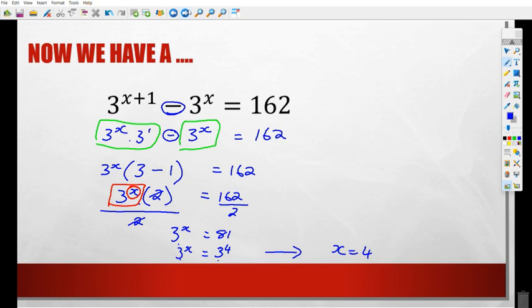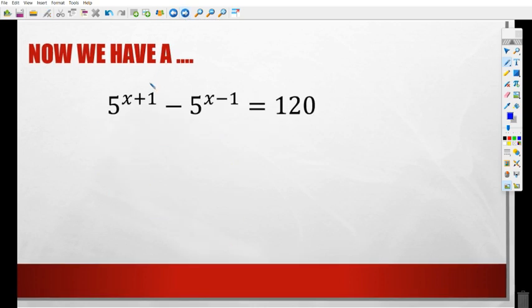Okay, so pause the video, sink it in, let it soak, and let's go to the next example. Next example here, first thing I see is a minus. Ding, ding, ding, alarm bells are going off, because I know I'm going to separate. I'm going to get a bracket. I'm going to simplify.